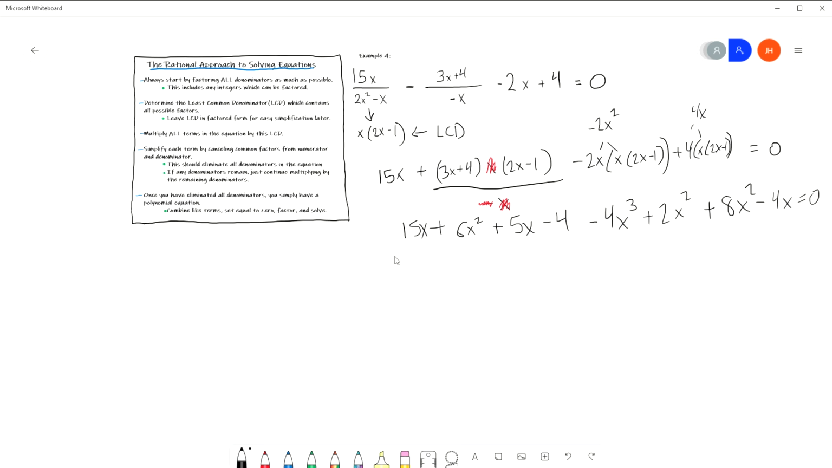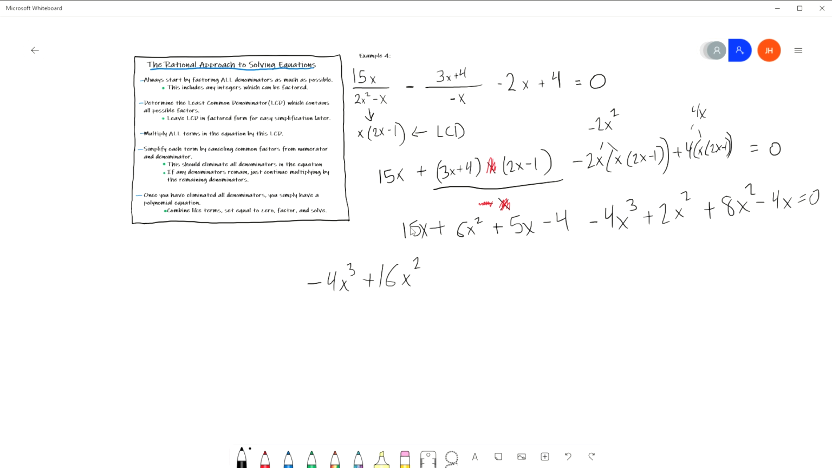I've gotten rid of all the denominators. So now we just need to combine like terms, right? And then factor and such. So where's my x cubes? I only got one. Nice. Minus 4x cubed. Where's my x squareds? I got 6. I've got another 2. That makes 8. I've got another 8.